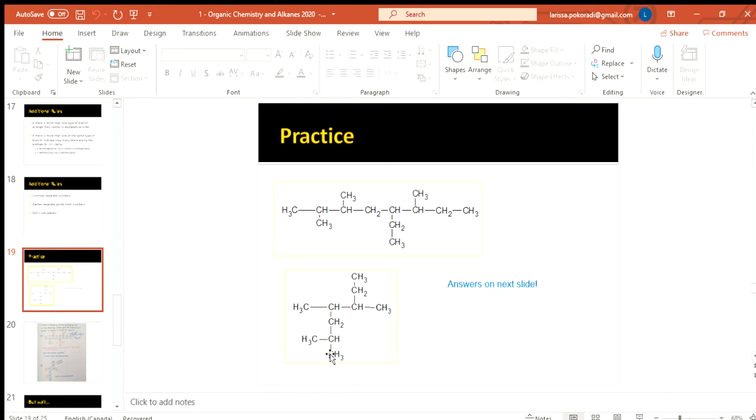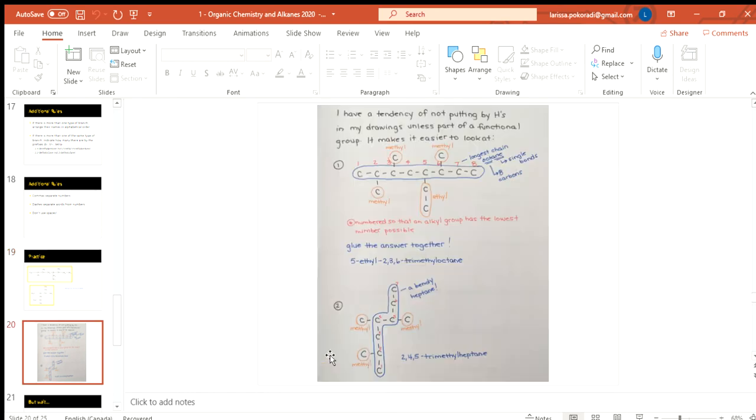So we want to know if this is going to be carbon 1 or if this is going to be carbon 1. If this is carbon 1, we've got 1, 2, 3 methyl as our lowest methyl. If this is carbon 1, we have 1, 2 methyl as our lowest methyl. So this guy is the right answer. Let's check. Neat. A trimethylheptane is correct.